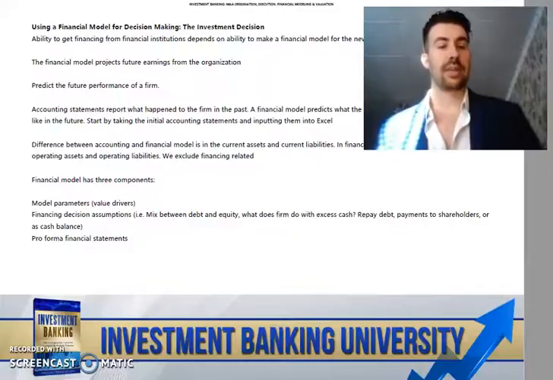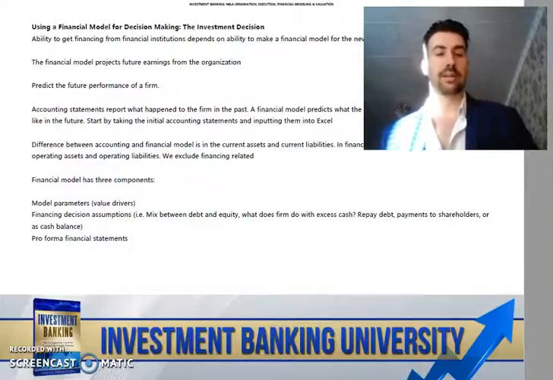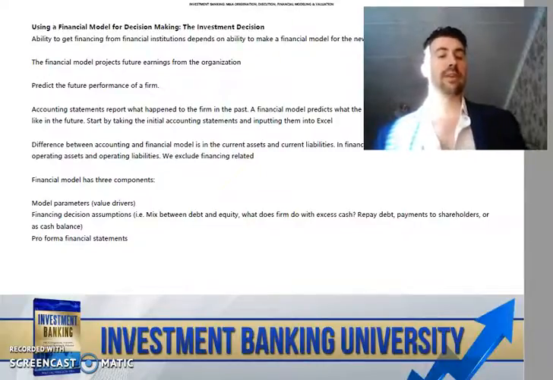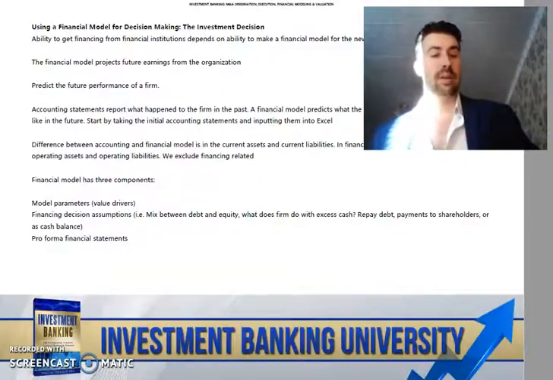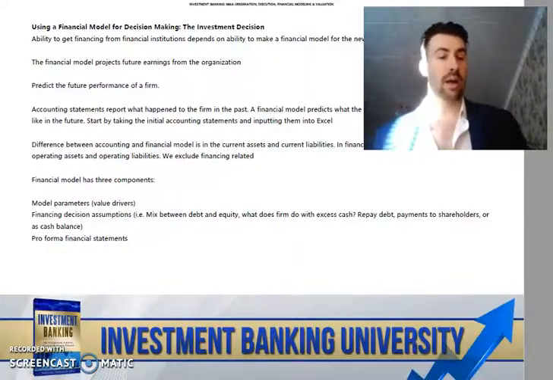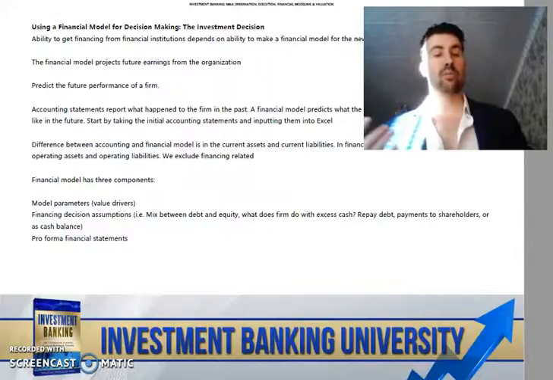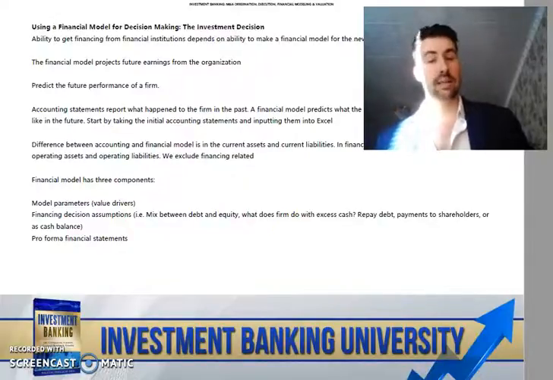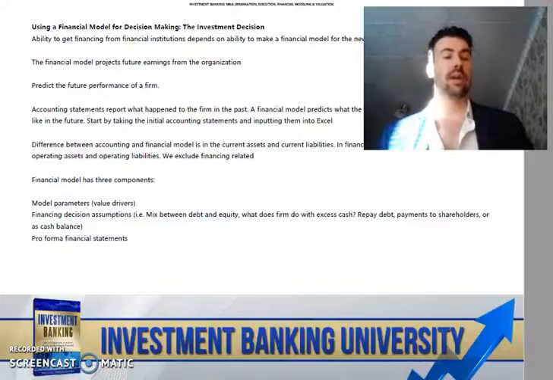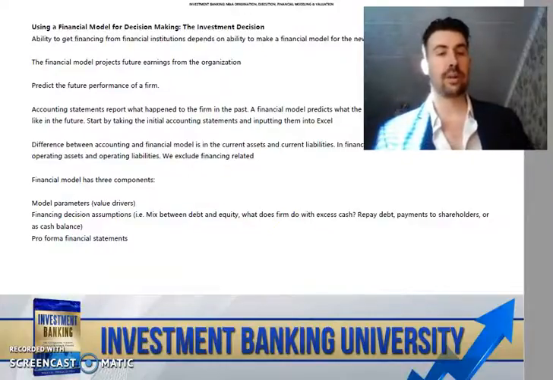We start by taking initial account statements and then inputting them into Excel. The difference between accounting and financial model is in the current assets and current liabilities. In the financial model, we are concerned only with operating assets and operating liabilities. We exclude financing related items. The financial model has three components: the model parameters, which are the value drivers; the financing decision assumptions, which are the mix between the debt and equity and what the firm does with the excess cash, repay debt, payments to shareholders, or cash balance; and then ultimately pro forma financial statements.